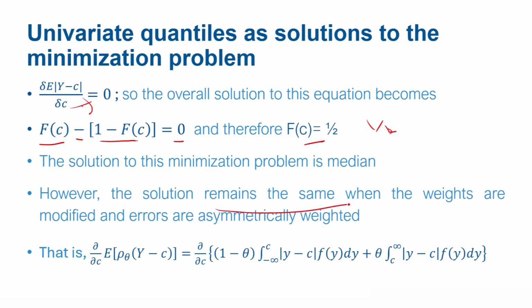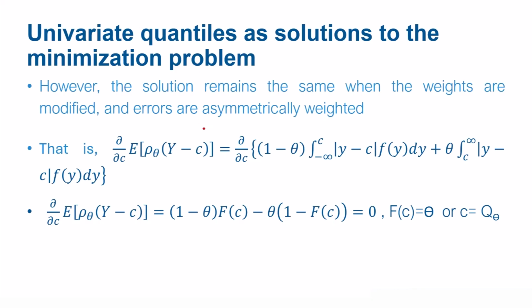The solution will remain the same if you use this check function, where the main change, earlier we used the weight as 1 by 2, but now you are using asymmetrically weighted error terms. Asymmetrically weighted error terms with their magnitude. So we are multiplying asymmetric weights to the magnitude of errors. And when you integrate, this kind of function looks daunting, but the solution will be the same. The solution you'll obtain is the quantile itself.